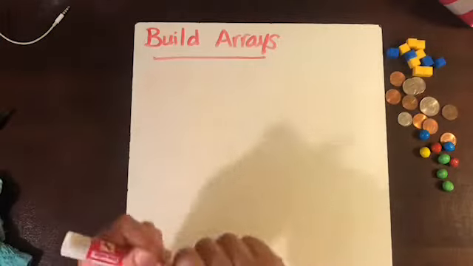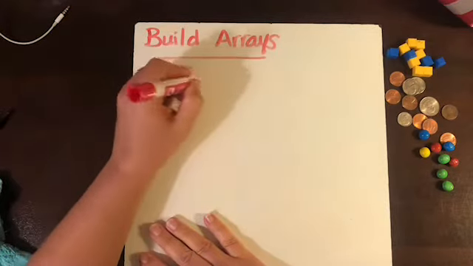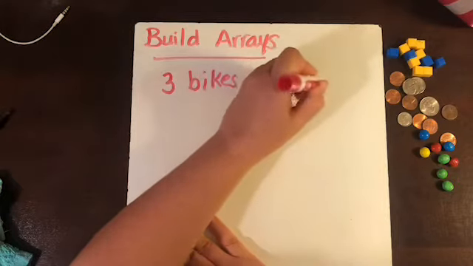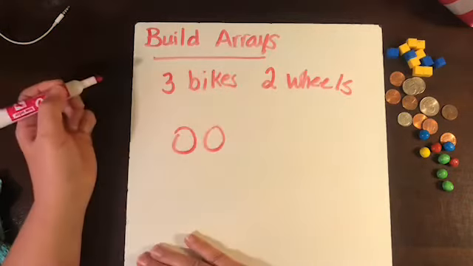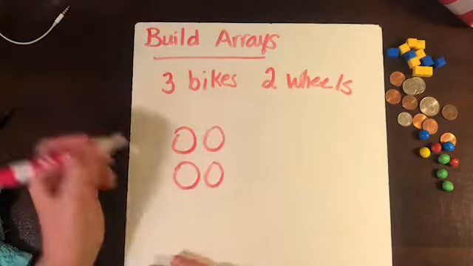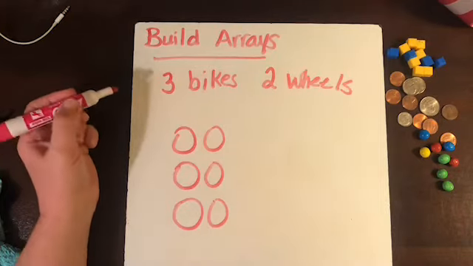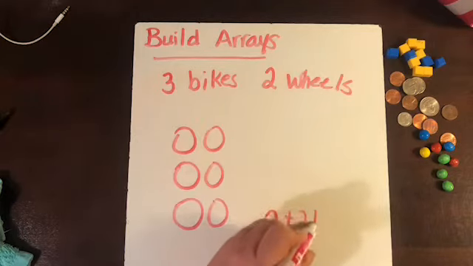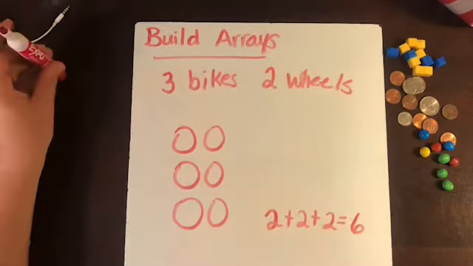Okay, so first of all, how many bikes do I have? There's going to be 3 bikes. And on each bike, there are 2 wheels. Okay, so here's my bicycle 1, here's my bicycle 2, and here's my bicycle 3. So I'm building an array. What would my number model for that array be? Yes, you got it. 2 plus 2 plus 2 equals 6. Good job. All right, I'm going to erase that one.